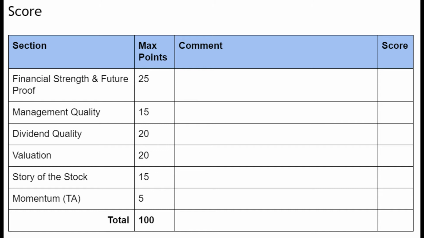And then we filter down through, we look at the management, the dividend quality, the valuation. Then we look at the story of the stock, how you think the stock is going to perform in the future. And then there's a small section on trade analysis, momentum. So I suppose that one's the least relevant, and there's not much else to say on that. I think it's just an RSI ticker that we look at. Is it overbought? Is it undersold? And you give it a rating.